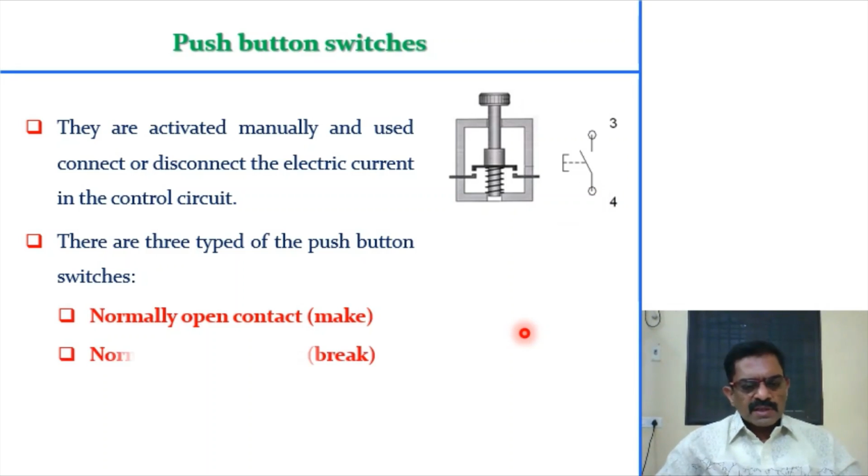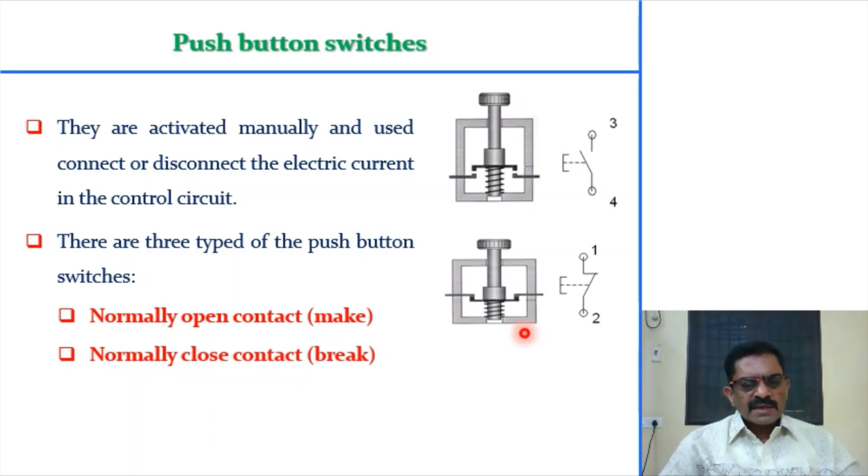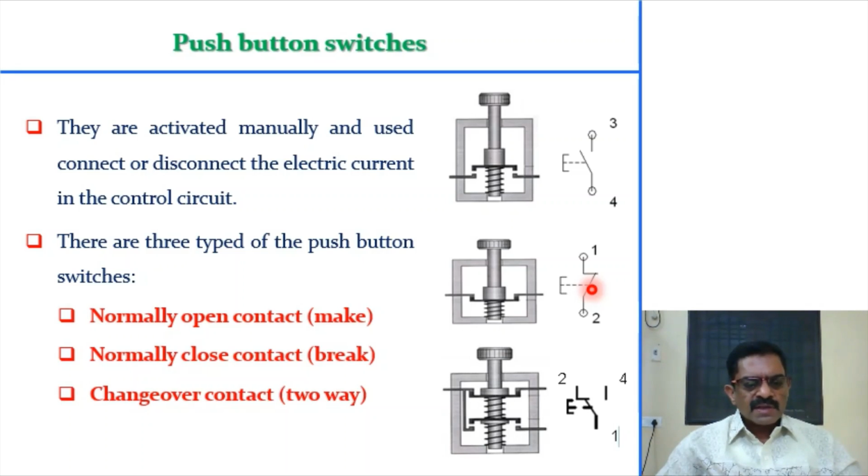The second one is the normally closed contact. You can see the plunger is pressed against the spring force and it is normally closed. If you apply the electric source, it will become open. To open this, you need to apply an electric source. This is the second type, and it is also known as breaker type. And the third one is the changeover contact.